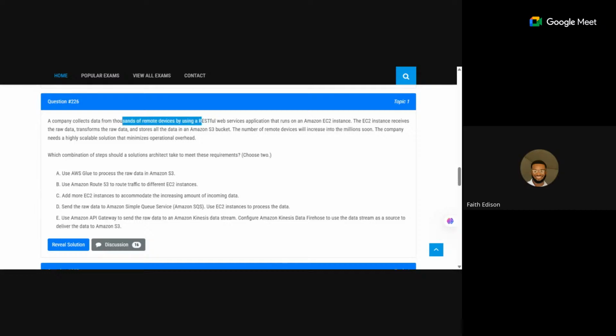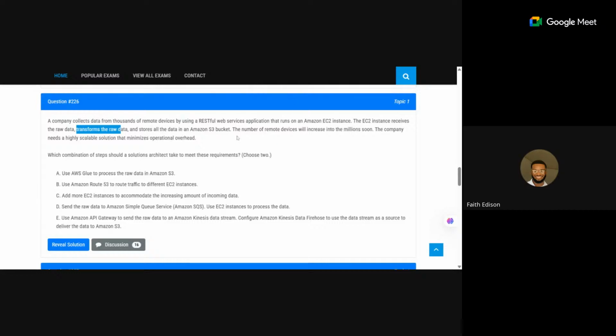Which of the following combinations should a solutions architect take to meet these requirements? Choose two. So it's collecting data from thousands of remote devices and running them in situ, and then it transforms the raw data and storing it. So this is giving extraction, transform, and load for the most part, right?